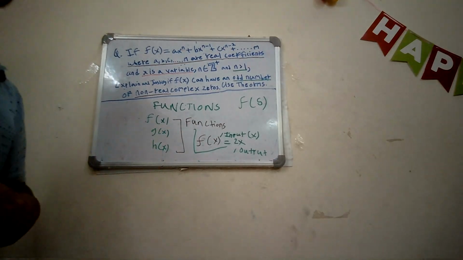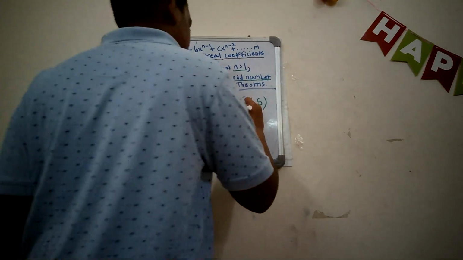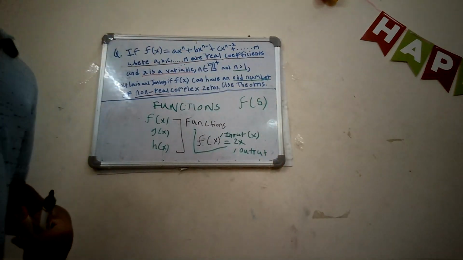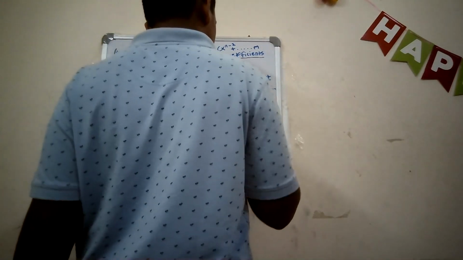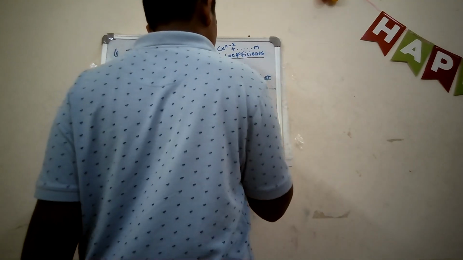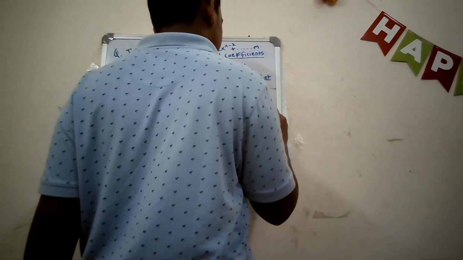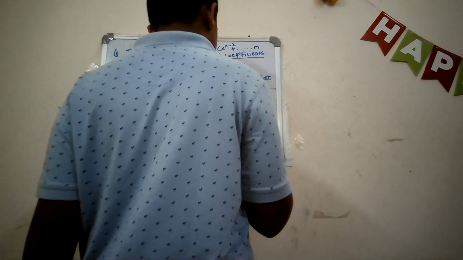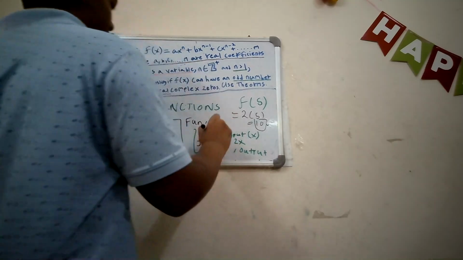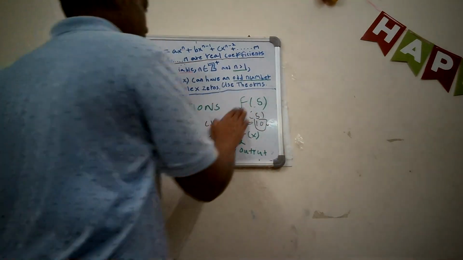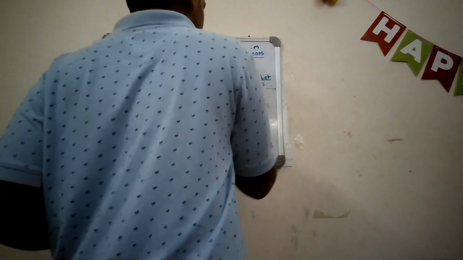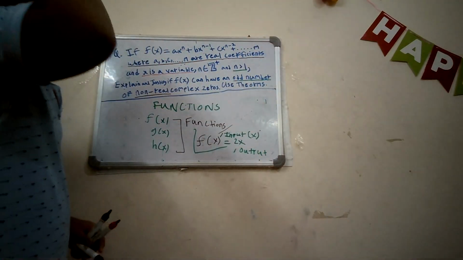So what we have to do is plug in 5. So this would be equal to, so x is equal to 5. 2 into 5, so it'll be 10. So this function right here evaluates to 10 when we plug in x equal to 5. Okay? These are basically what functions are, so you can understand them.